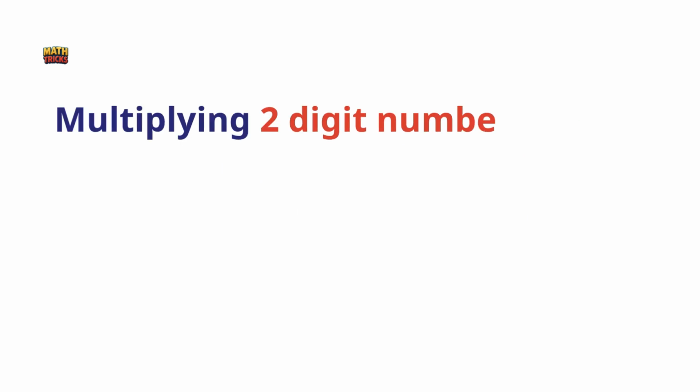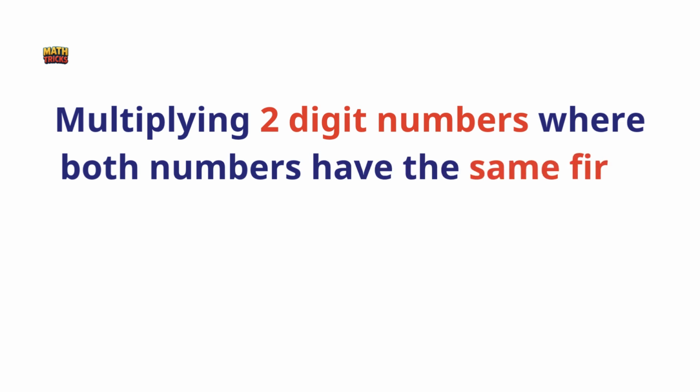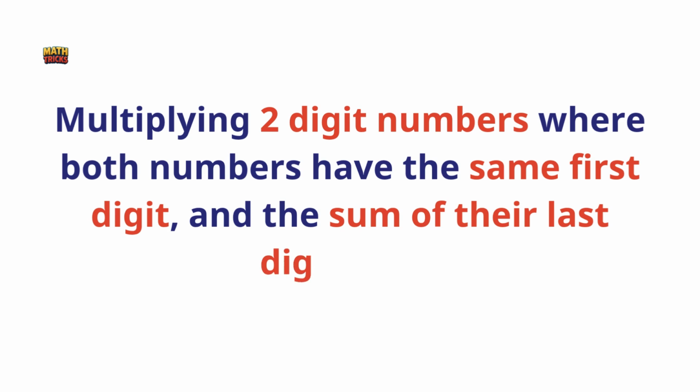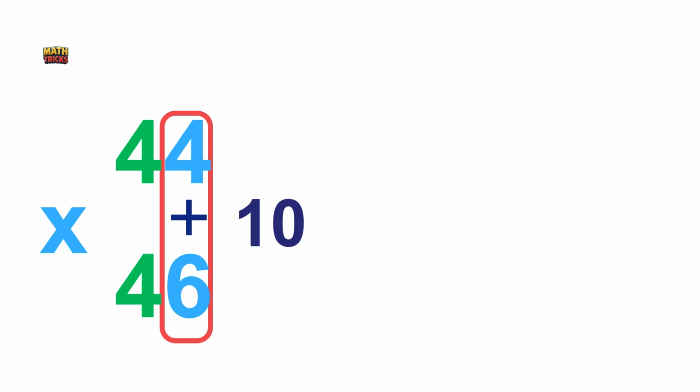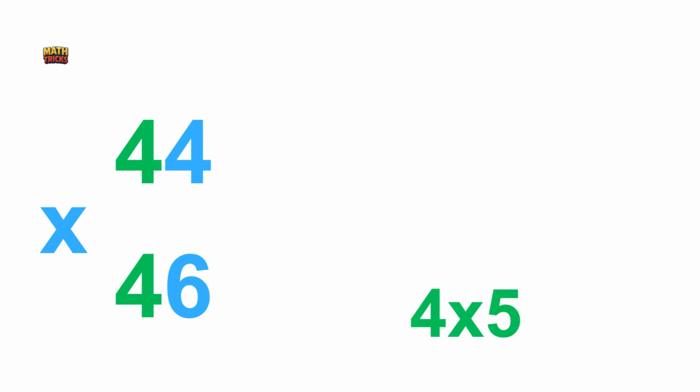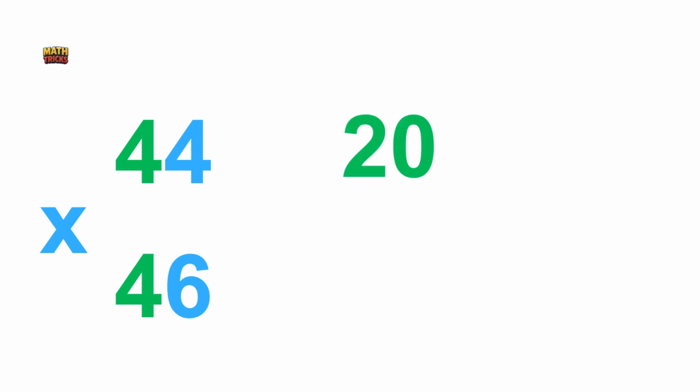This one is for multiplying two-digit numbers where both numbers have the same first digit and the sum of their last digits is 10. Example, 44 times 46. The first digit of both numbers is the same, 4, and the sum of the last digits is 4 plus 6 equals 10. Now add 4 to the next number, which is 5, so 4 times 5 equals 20. Then add 4 times 6 equals 24. The answer is 2024. Pretty cool, right?